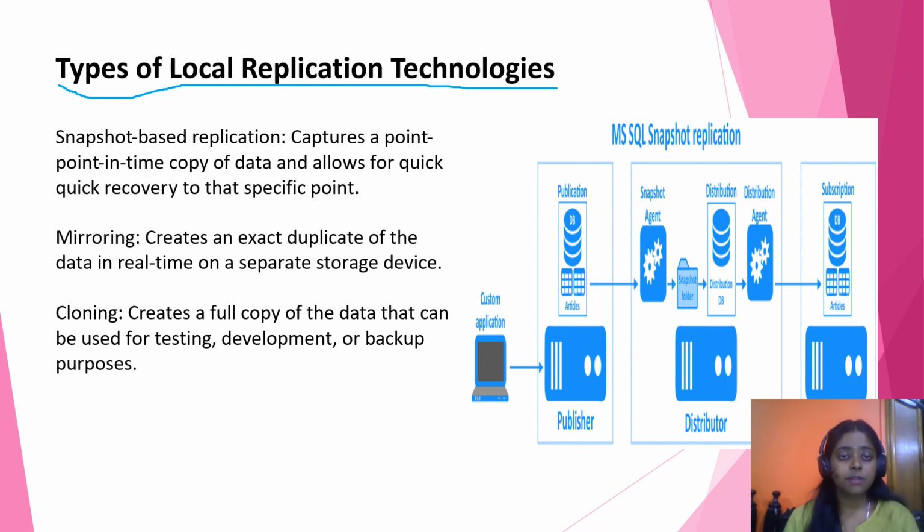In this slide, we will be discussing types of local replication technologies. So snapshot-based replication is one among them. It captures a point in time copy of data and allows for quick recovery to that specific point. Next we have mirroring. It creates an exact duplicate of the data in real time on a separate storage device. Next is cloning. It creates a full copy of data that can be used for testing, development, or backup purposes. So snapshot-based replication is the first type, mirroring is the second type, and cloning is the third type.